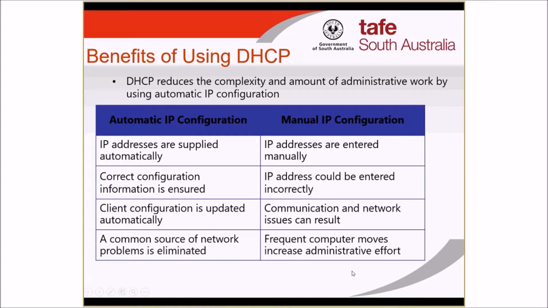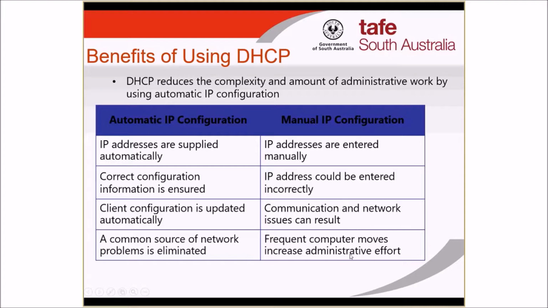Okay. So without DHCP, you will have to manually enter the IP address. You will manually enter all the other information like gateway, subnet mask, and so forth. But every time you manually do something, you have the potential of making a mistake. Communication and network issues can result. Well, if you have a duplicate IP address or if you type something wrong, then you're going to have problems.